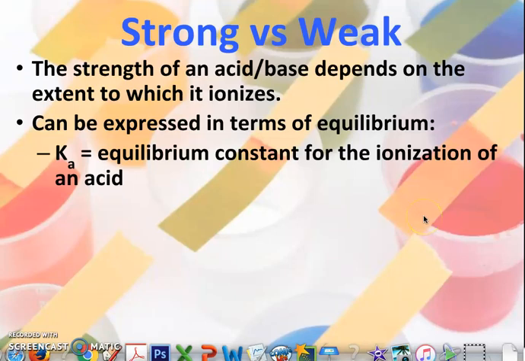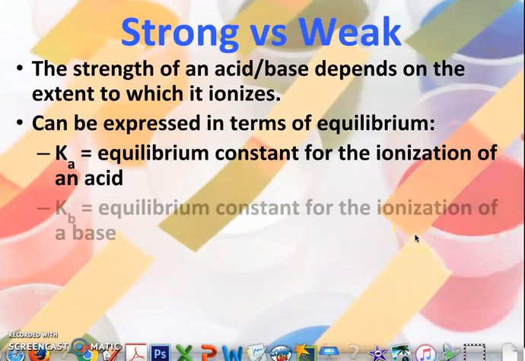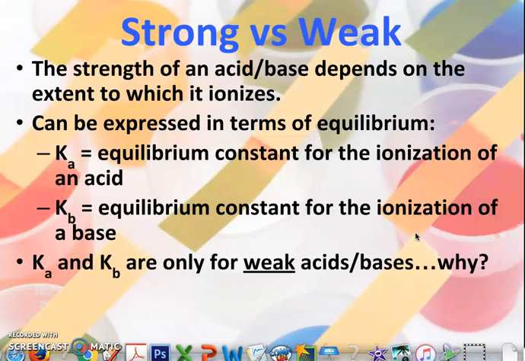So we already know that the strength of an acid or base is determined by the extent to which it ionizes, which means that we can express this in terms of equilibrium constants. If we're talking about the ionization of an acid, we call it a Ka. If we're talking about the ionization of a weak base, we call it a Kb. We really only use Ka and Kb for weak acids and bases, because they're the only ones that are going to have an equilibrium setup.